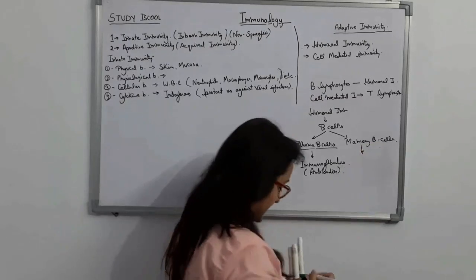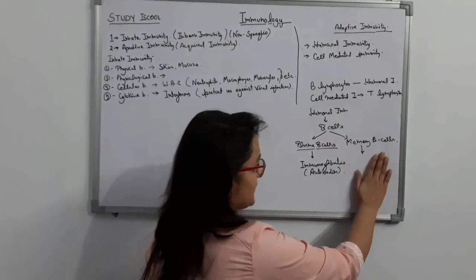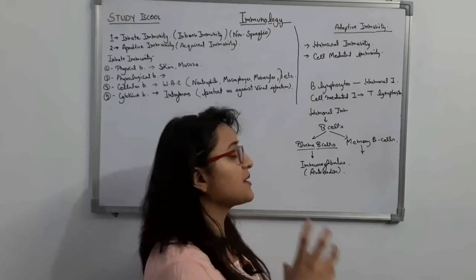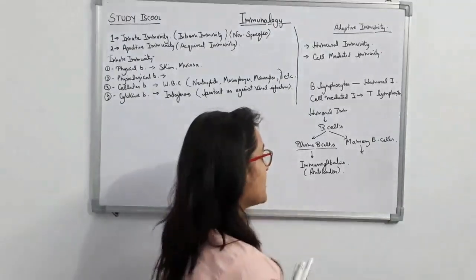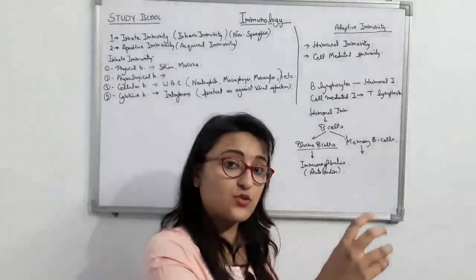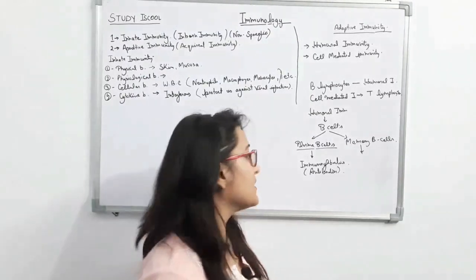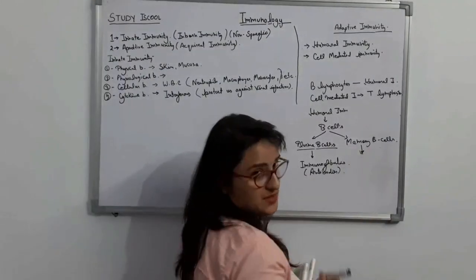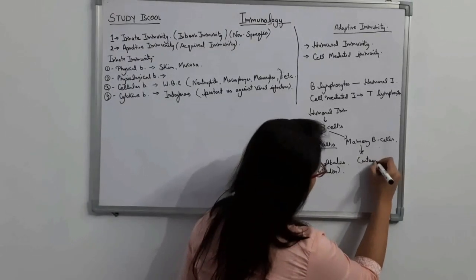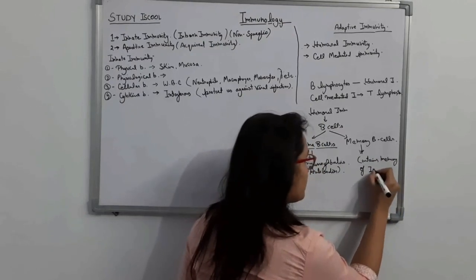And memory B cells are specific. When any pathogen enters our body for the first time, they create a memory of this first attack. So in the near future, when the same pathogen which attacked the first time enters a second time inside our body, memory B cells can be easily activated. They contain the memory of the first attack.